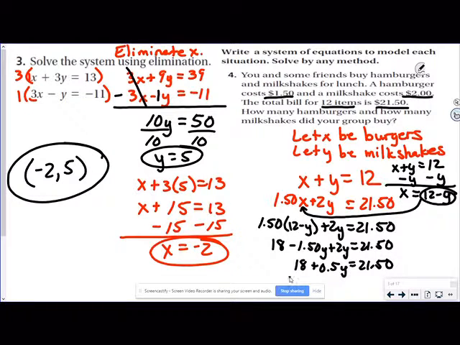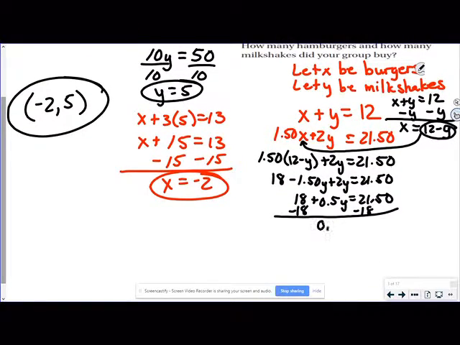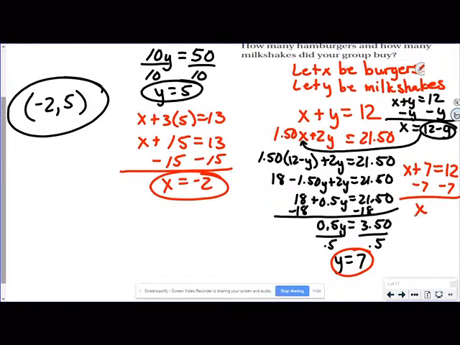From here, I want to subtract 18. Sorry, I'm running out of room here. Move down just a little bit. So now 0.5y equals $3.50. Divide by 0.5 on both sides, and y equals 7. Go back in either one of our equations. So x plus 7 for y that I just got is equal to 12. Subtract 7, x equals 5.